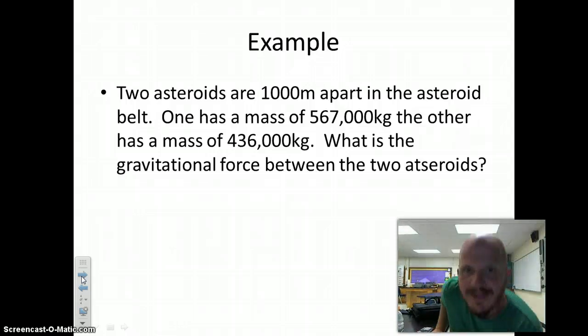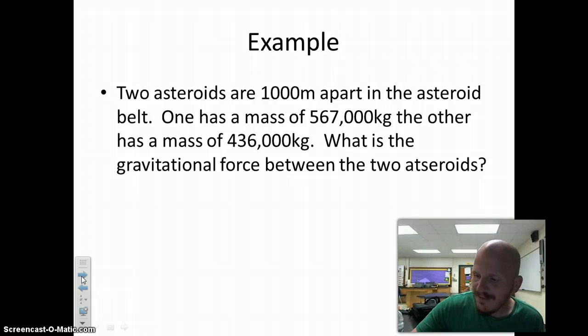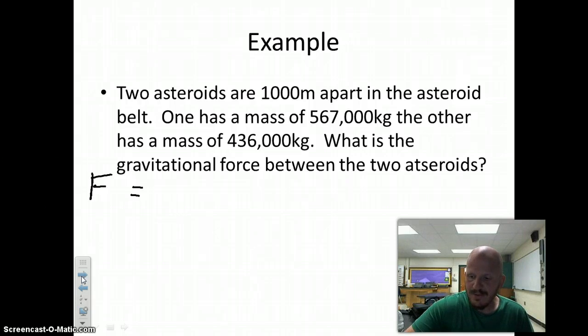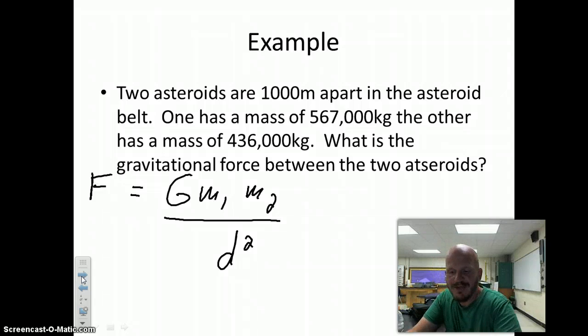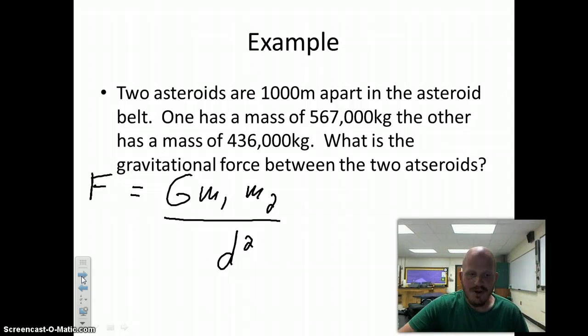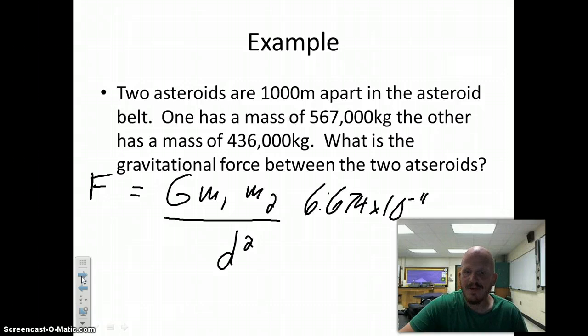Okay, so we're going to set this up knowing full well that we have the law of universal gravitation to use. So we know F equals G m1 m2 over d squared. We know this because that's our law of universal gravitation. And we know our G is always going to be 6.674 times 10 to the negative 11th. And then we're going to have to multiply that by our two masses.